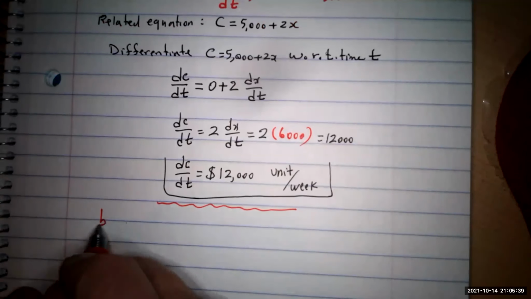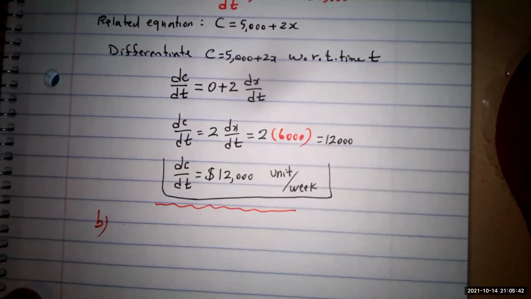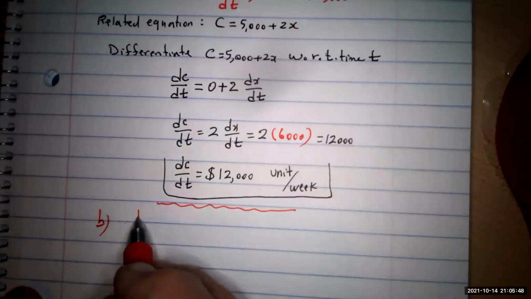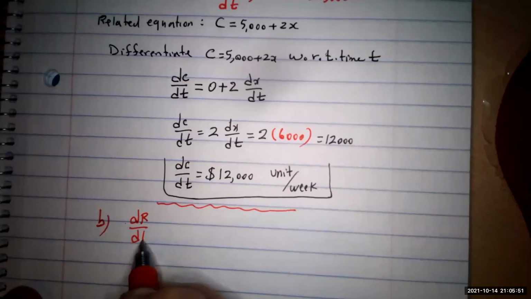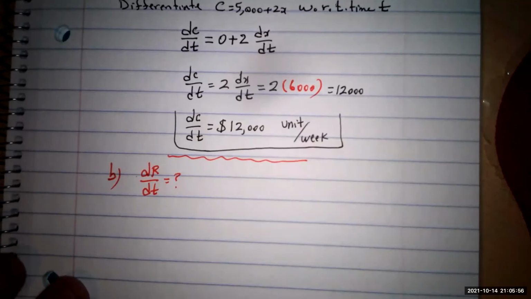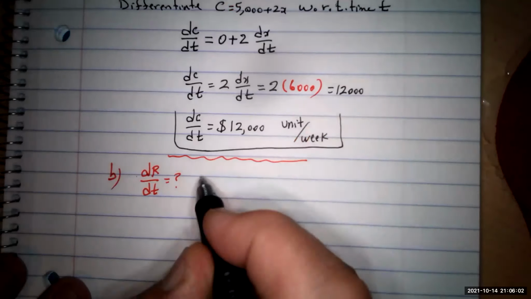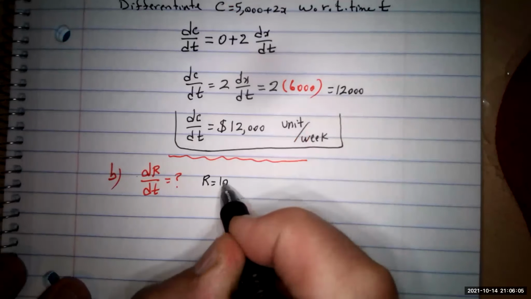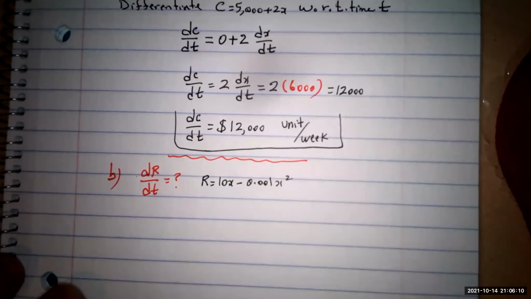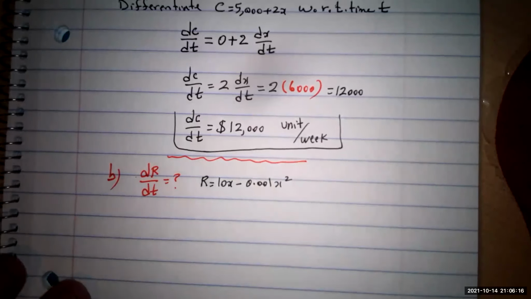The second part, you want to do it for the revenue. We do the same thing. You see the second part. You want to find the rate of the revenue. dr/dt is missing. Again, the information is going to be the same. So you pick the function. The function is a revenue function. In this case, the revenue is 10x minus 0.001x squared. So this is going to be your unknown. The known one is the one that you talk about: the rate of the x is 6,000.